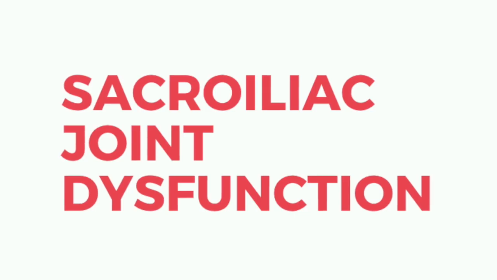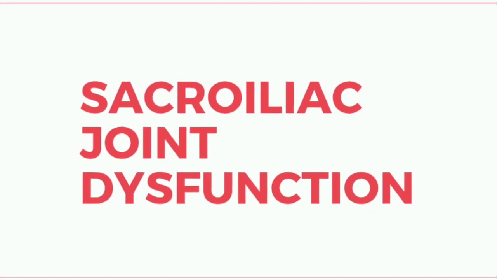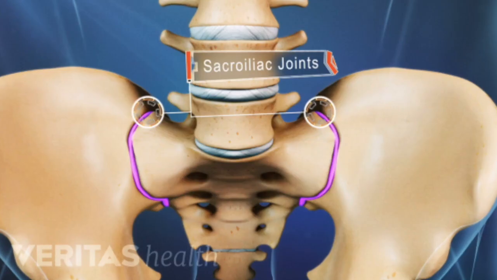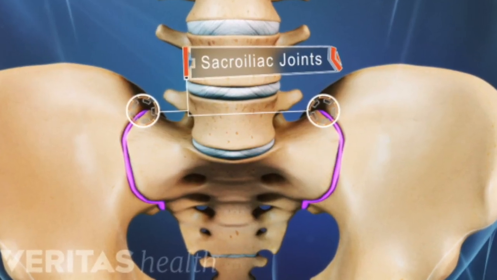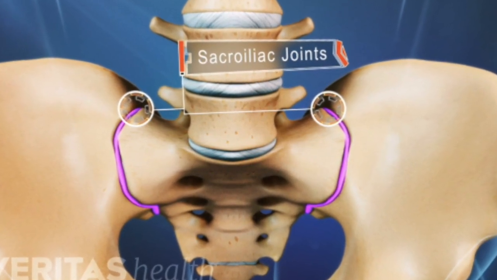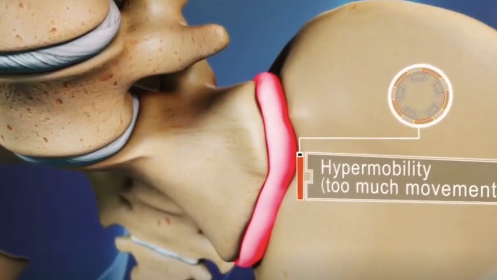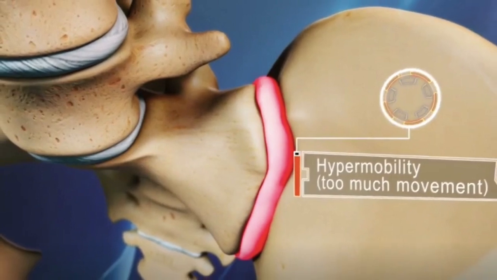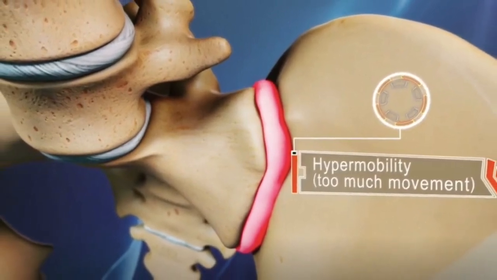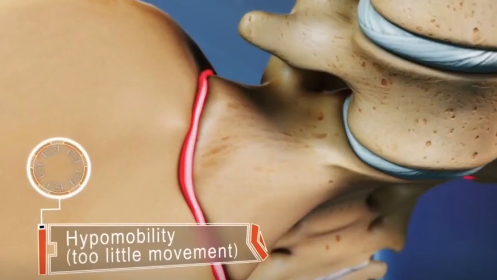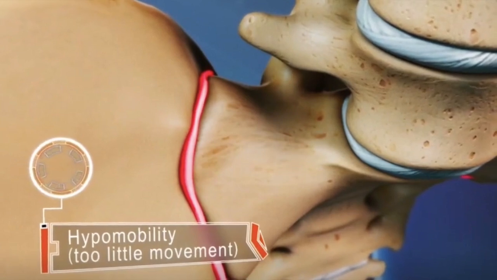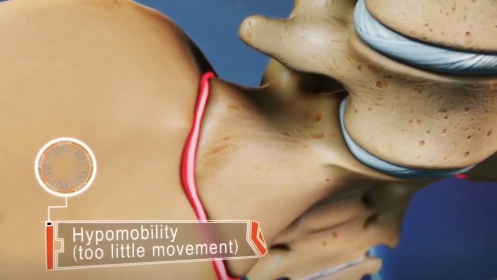Sacroiliac joint dysfunction is a lower back and pelvic condition which causes pain due to hypermobility or hypomobility in the sacroiliac joints of the pelvic bone. Hypermobility occurs when the joint and ligaments become loose, which increases abnormal movement within the sacroiliac joint. Hypomobility is the reduction of movement within the sacroiliac joint, which causes it to become tense and tight.